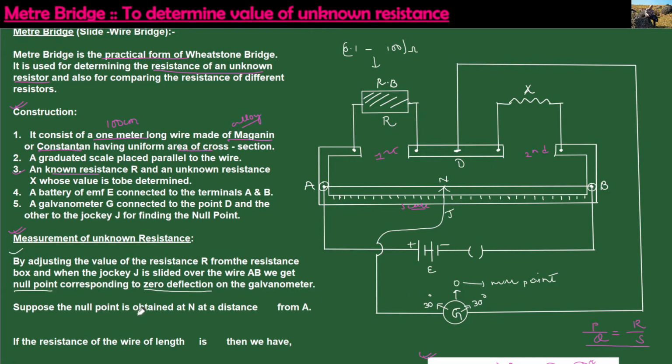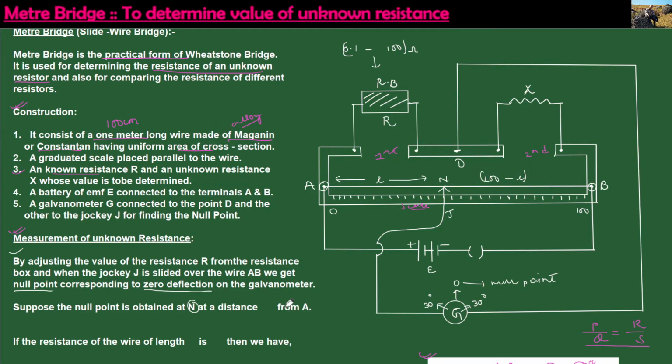Suppose the null point is obtained at the point N, at a distance L from the point A. The full length of the wire is 100 centimeters. We already know that it starts from 0 centimeter, and the last tip of the bridge will be 100. So if from A up to N is L, then the remaining length BN will be 100 minus L.